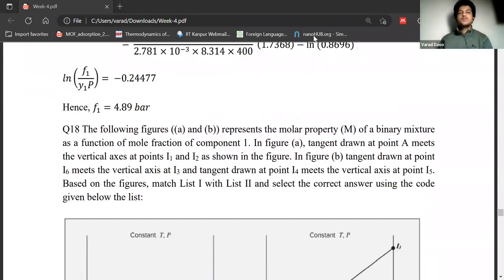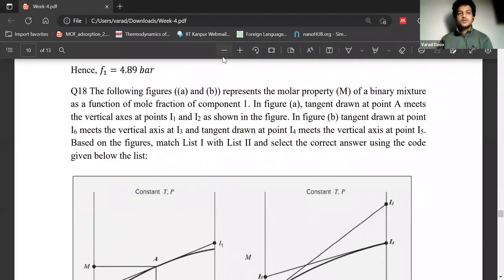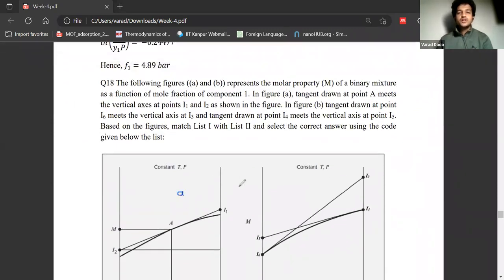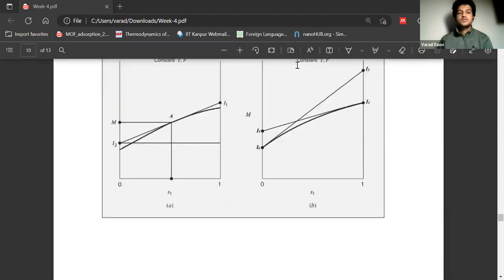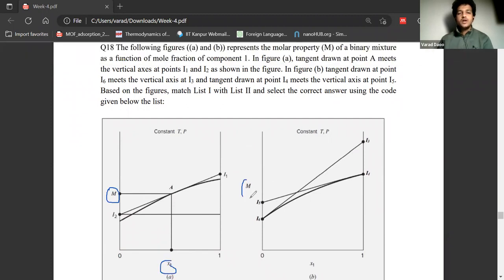What we are given is, so this is a bigger question, so let me just zoom out. What we are given is the following figure, figure A, and this is figure B. It represents the molar property M of a binary mixture as a function of mole fraction of component 1. So this is x1. M versus x1.